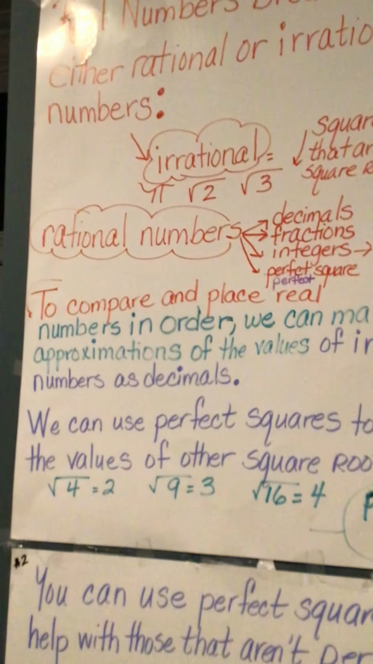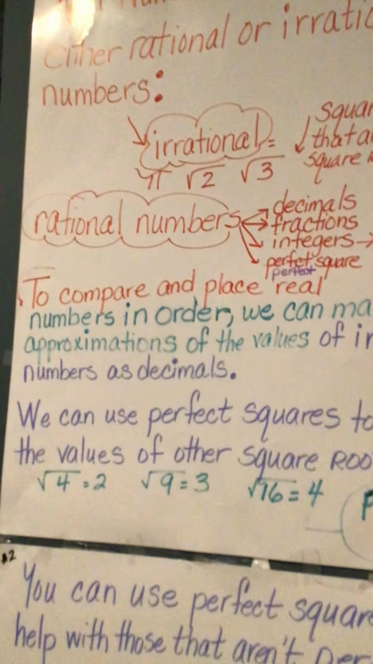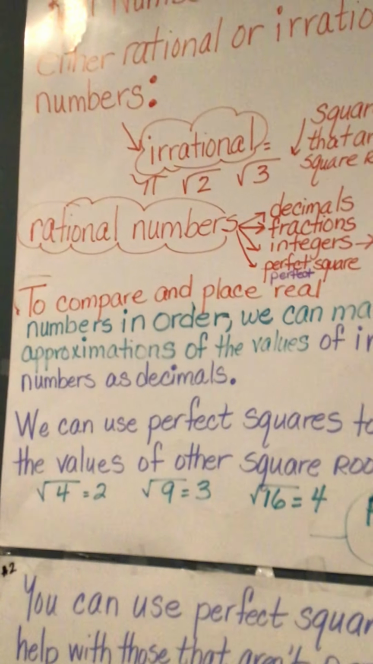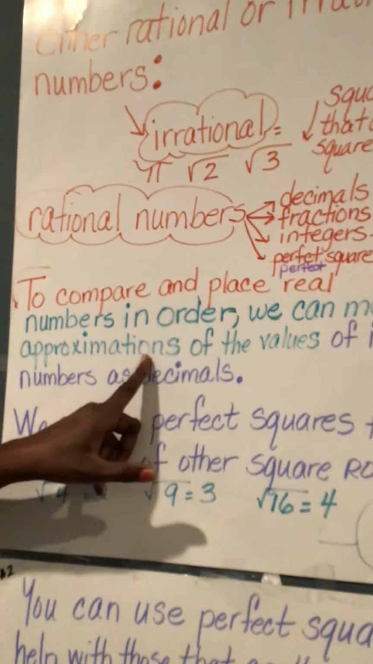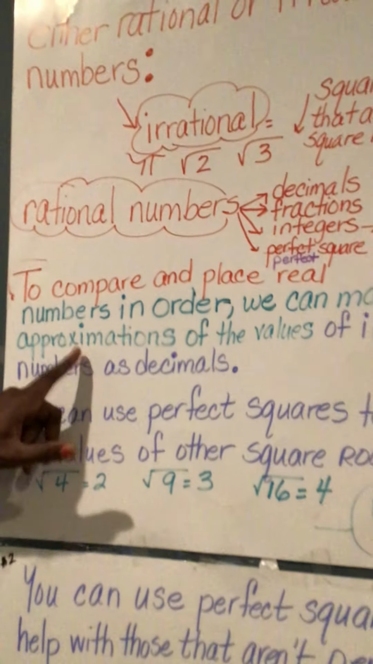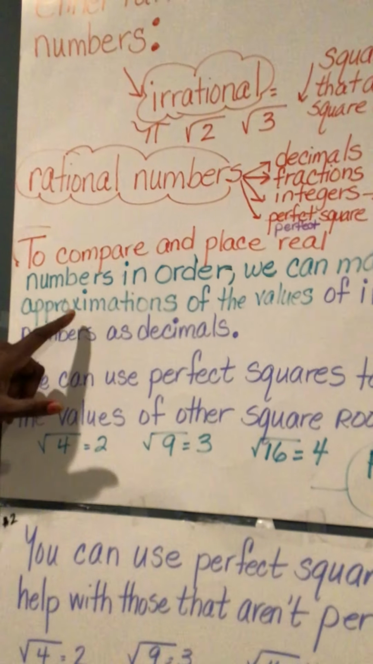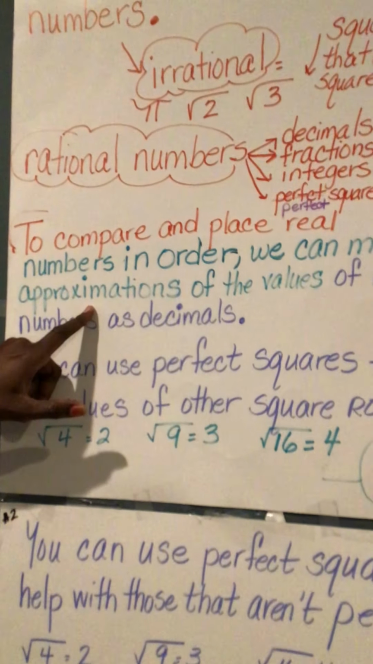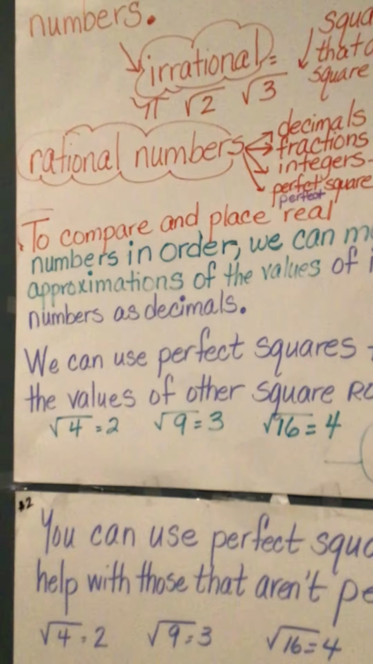When we compare them, we do that by putting them in order. We can put them in order and then we can tell whether they're greater than or less than or equal to. And in order to do that, we have to use something we call an approximation. So that means we got to get as close to the answer as possible by finding the nearest or closest decimal of that square root. So we're looking for something called approximations.